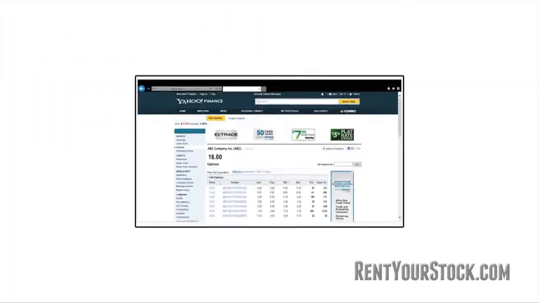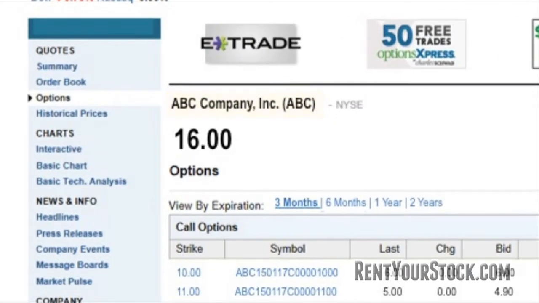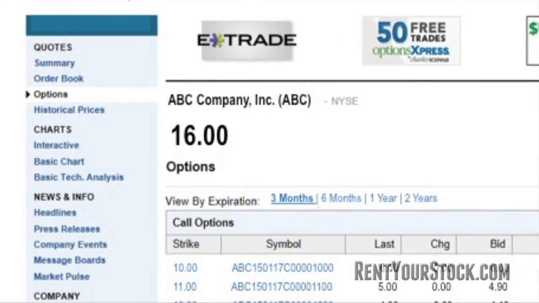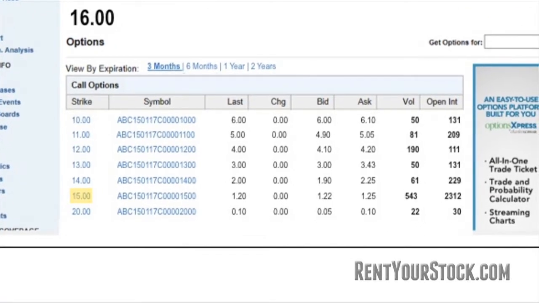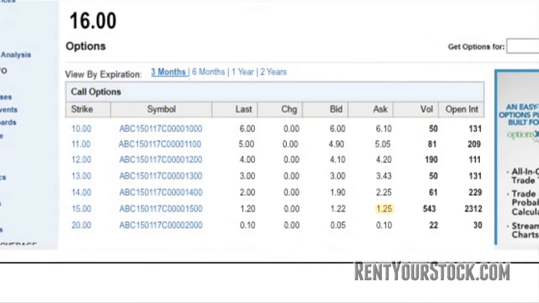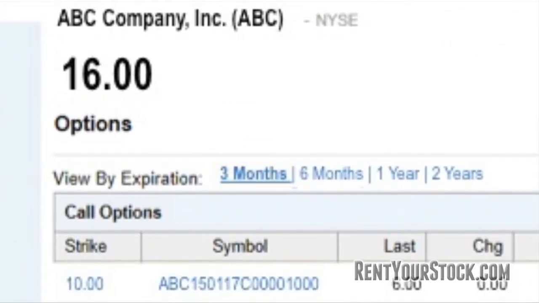But does that make financial sense? Looking at the following options table for company ABC, we can now see that if we were to buy back, also known as buying to close, our original $15 strike price covered call, it would cost us the asking price of $1.25. Note that we've substituted the actual expiration dates with time periods.